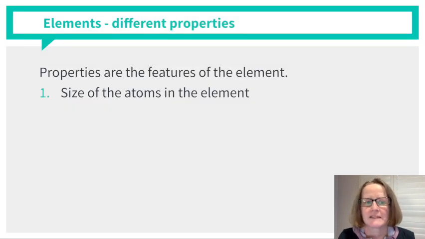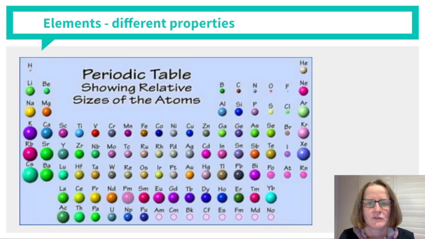What are properties? Properties are the features of that element, and they might include size of the atoms in the element. Here is a diagram showing different sizes of atoms. You'll notice the smallest one here for fluorine, and some of the largest ones on the opposite side of the periodic table down at the bottom, like cesium.